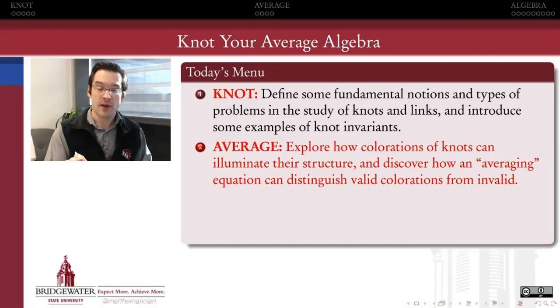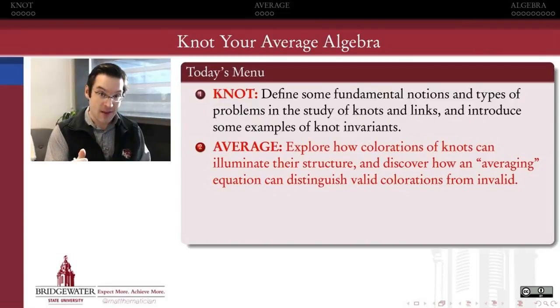So what we want to do is take it a step further and assign to a knot not an invariant which is a number, but an invariant which has more to do with algebra. So our next step is to discover what's called an averaging process. We're going to explore how coloring a knot with different colors on the arcs of its diagrams can help us to illuminate the structure of a knot, and look at how an averaging equation can help us to distinguish a valid coloration from an invalid coloration.